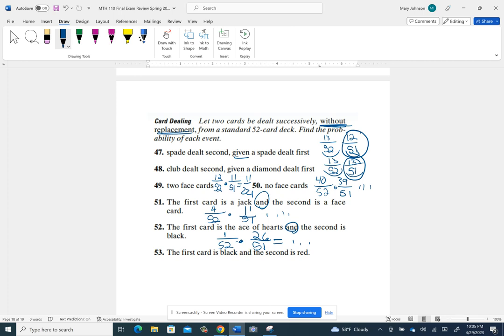First card is black would be 26 out of 52. Second card being red would be 26 out of 51, and then you'd simplify. So if I did that, I would take 26 52nds times 26 51sts, and I would get, after I simplify, 13 out of 51 for my final answer.